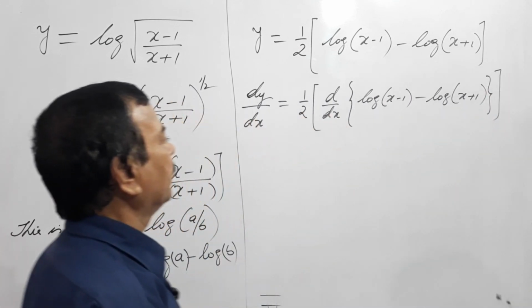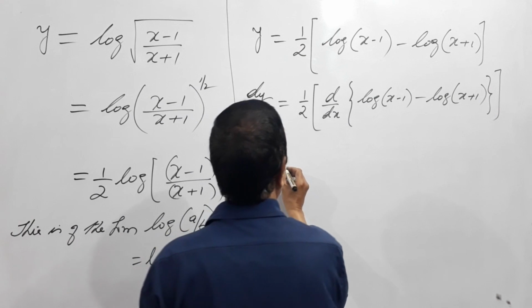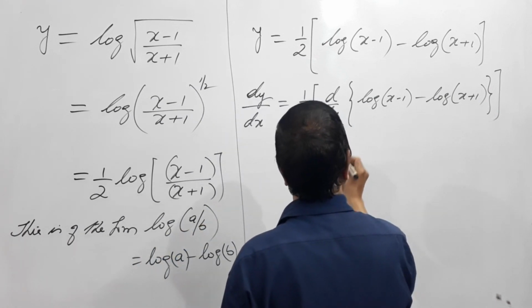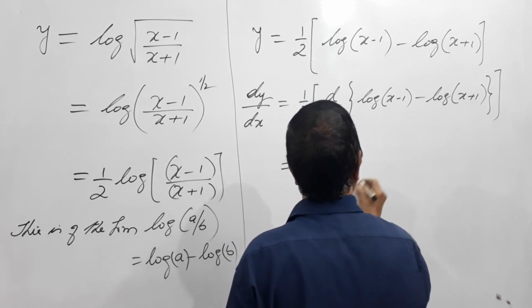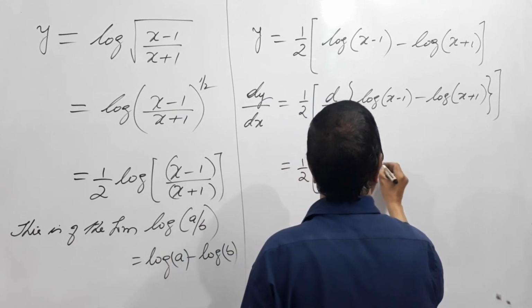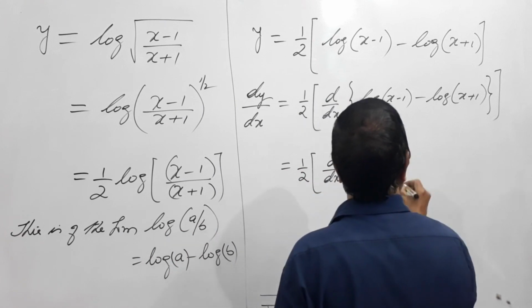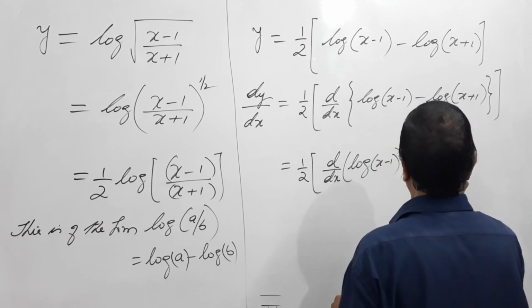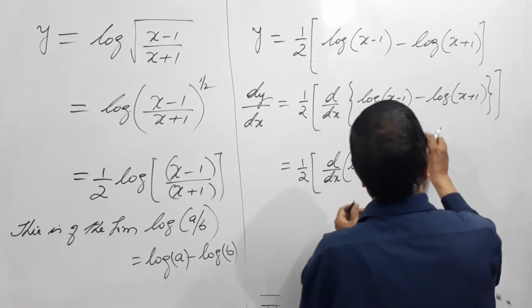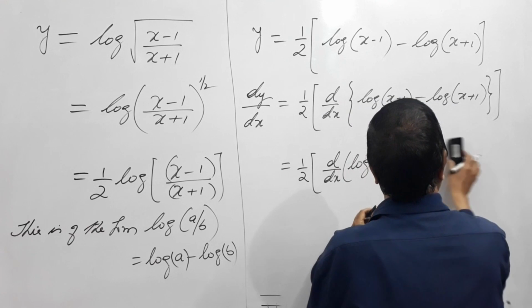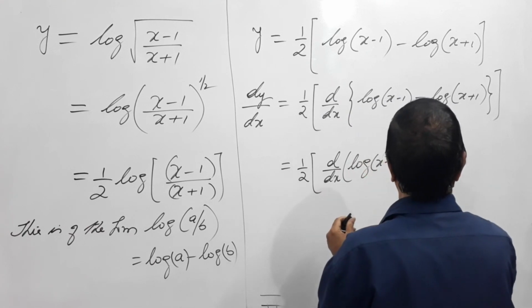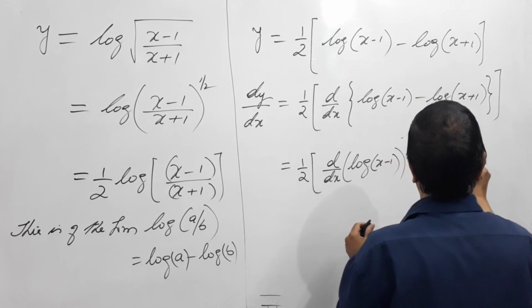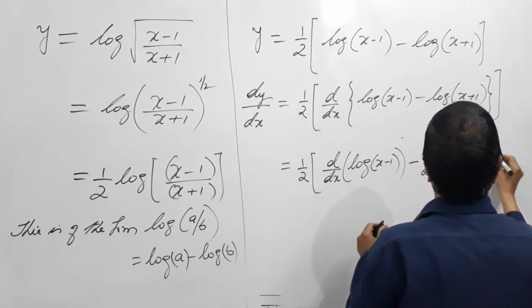Okay. Now this is the thing, but half I will write like this. This will be half of d by dx of log x minus 1, minus, because half is common for both, minus d by dx of log x plus 1.